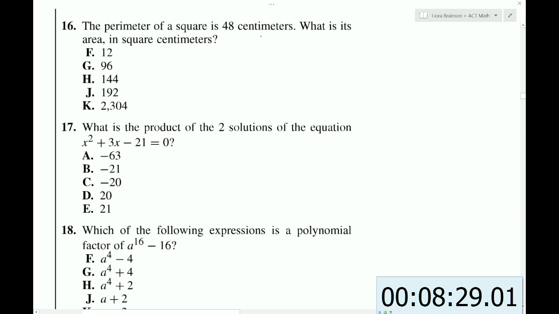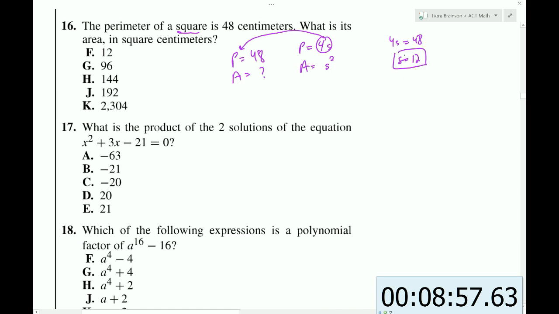The perimeter of a square is 48. P equals 48. What is its area? Area equals question mark. Okay. So first of all, we're dealing with a square, so we have formulas for perimeter and for area. The perimeter of a square is 4 times the side length. The area is side length squared. So I know that 4s is equal to 48. So I could solve for s. s would equal 12. Then I could substitute that into here. 12 squared is the area, so that's 144.